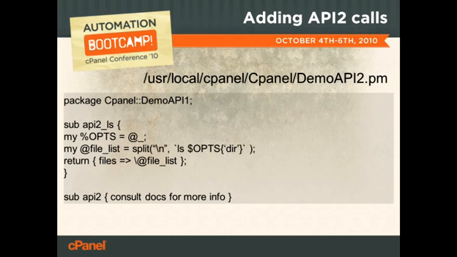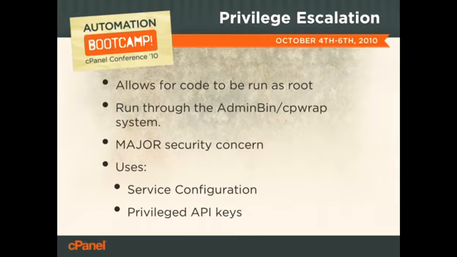And then we also have the sub api2 function, which is used as kind of a dispatch to define how an API call maps to a function. That covers all I can talk about API calls for now. So if you want more information, please go to sdk.cpanel.net/writing API calls.